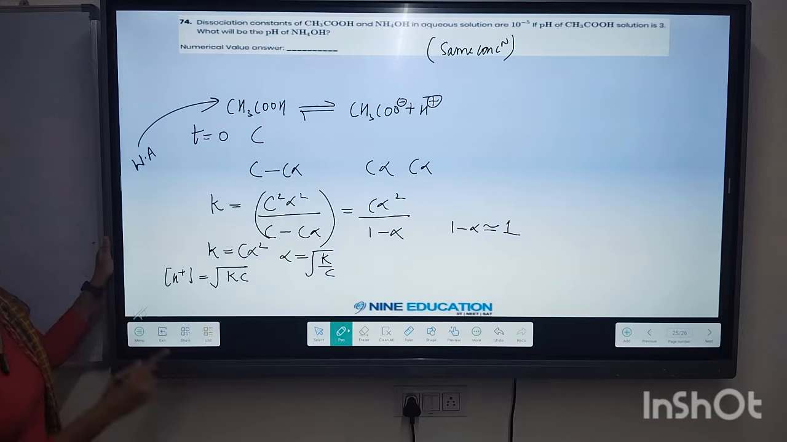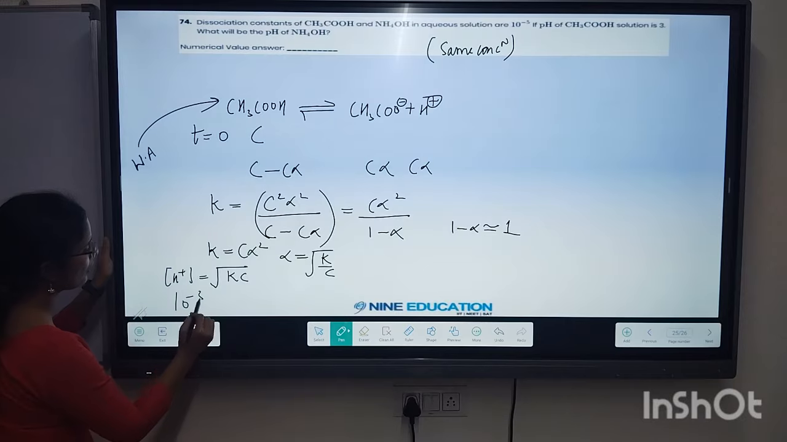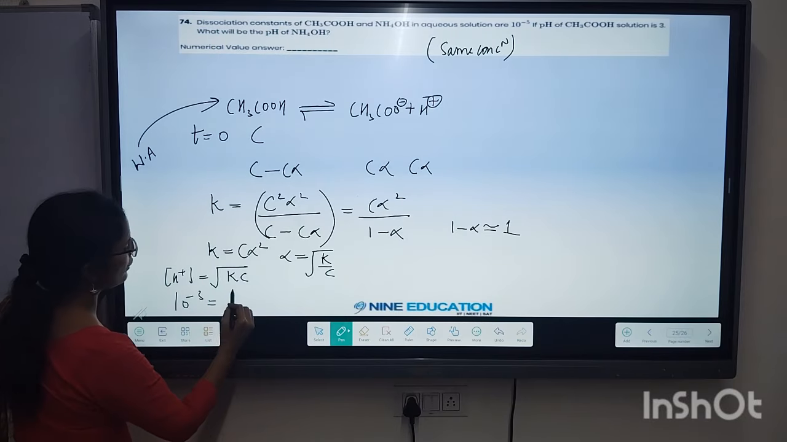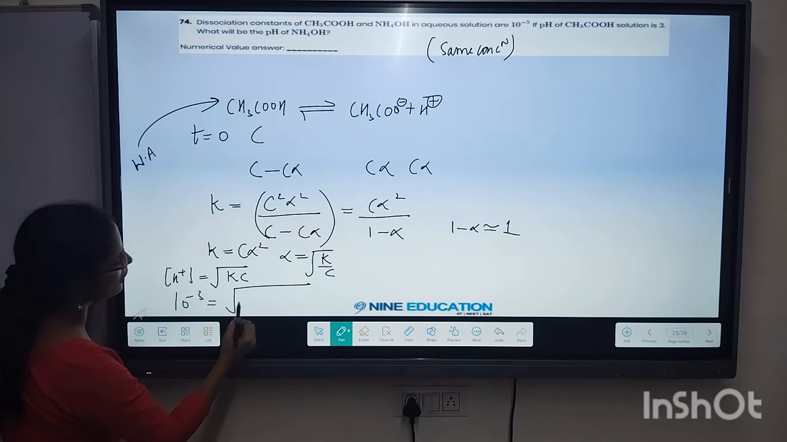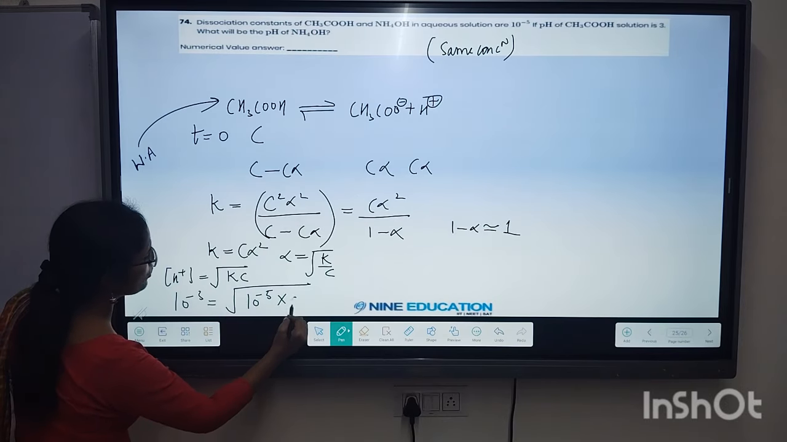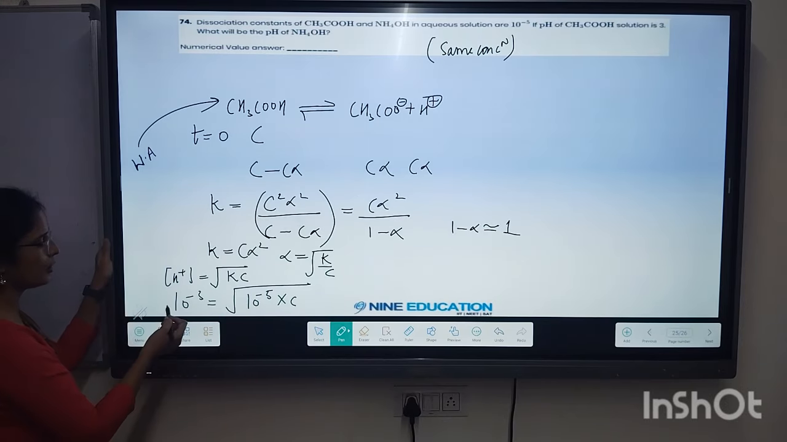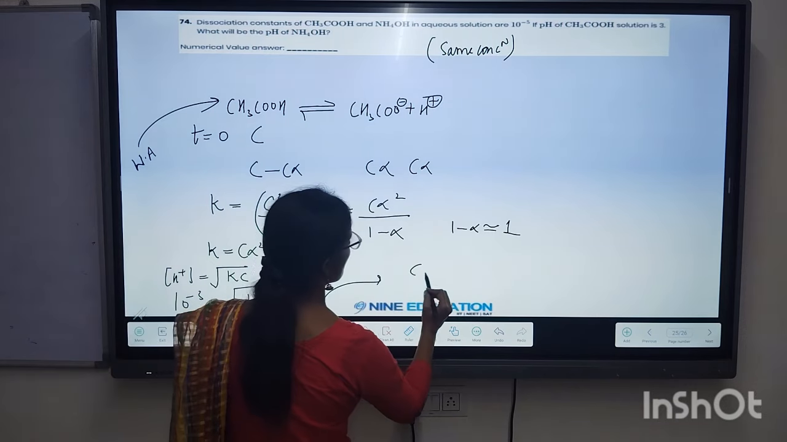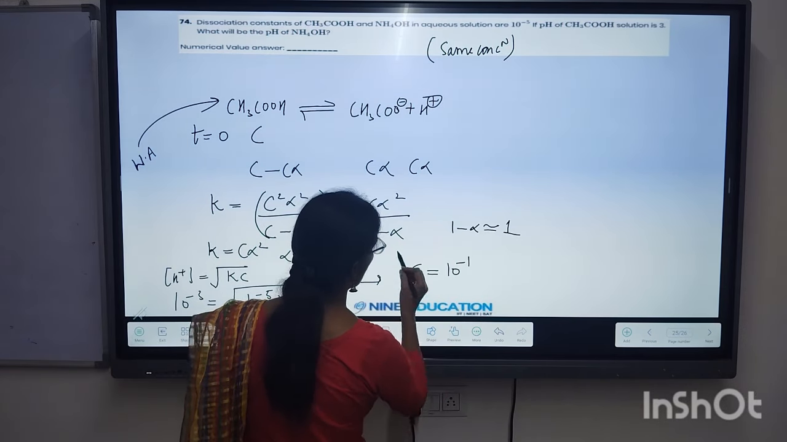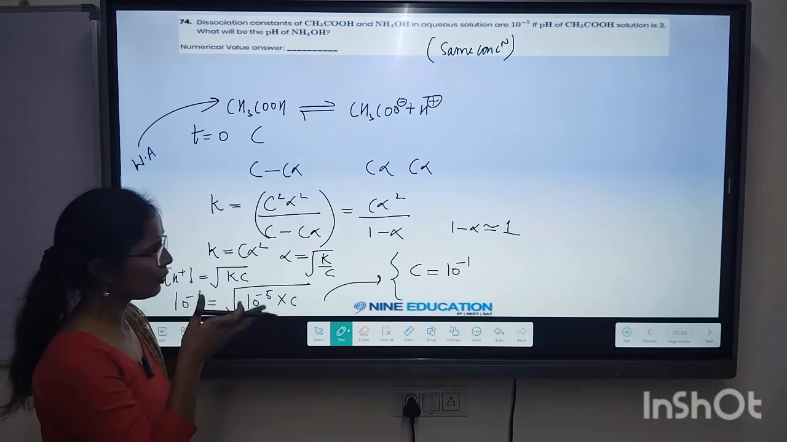They are telling you the pH of the acetic acid solution is 3. So H plus concentration will be 10 raised to power minus 3, and that equals root of Kc, where K is given as 10 raised to power minus 5, into C. If we square, we get 10 raised to power minus 6 equals 10 raised to power minus 5 times C, so C will simply come to 10 raised to power minus 1.